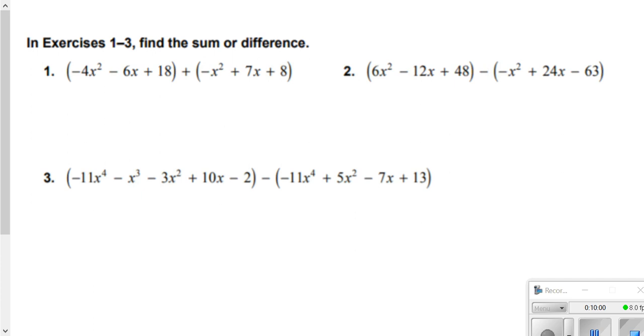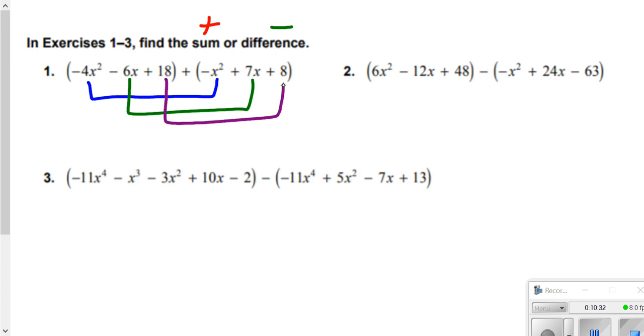Okay? So the first three questions, they find the sum or difference. Sum means addition, difference means subtraction. Okay, that's all that means. So in question 1, it's an addition problem. Addition is literally just combining like terms. So like terms means those that are alike, such as both of these terms have an x squared. Both of these terms have just an x to the first. And both of these terms have no x at all. They're just constants. Okay, so that's what we're going to combine. Okay, we're going to combine like terms.